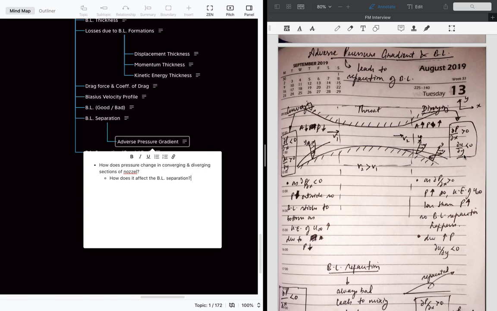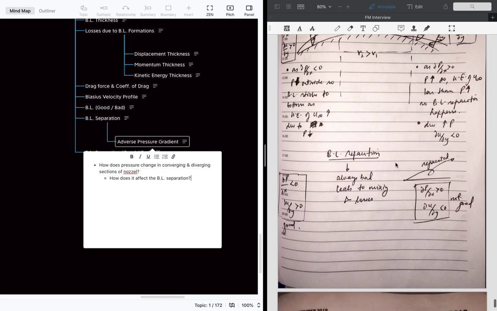So here in this case the pressure is increased, so the kinetic energy is less. Kinetic energy is less because it's a larger area, so obviously the kinetic energy will be less. So in this case the boundary layer separation happens because of high pressure and negative velocity gradient. Okay. So boundary layer separation is always bad because it creates eddies, which ultimately lead to energy losses.